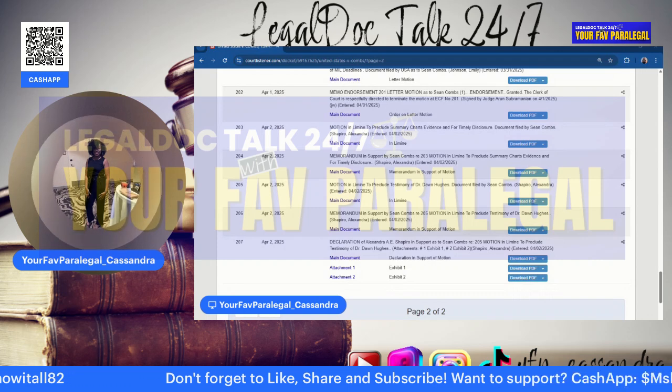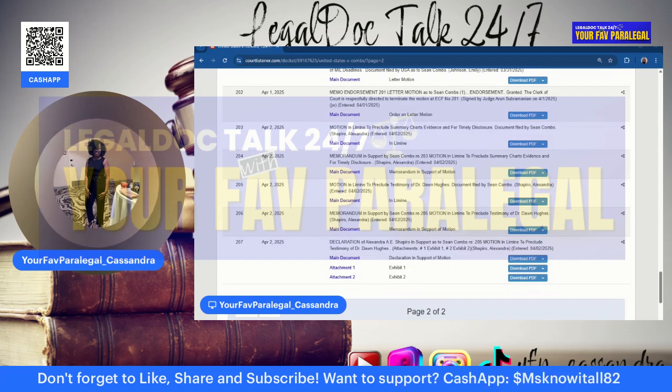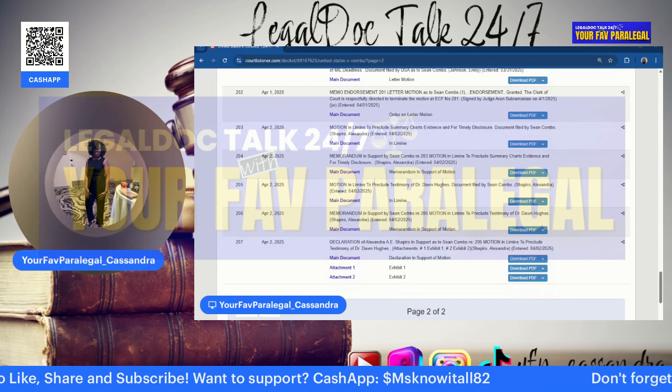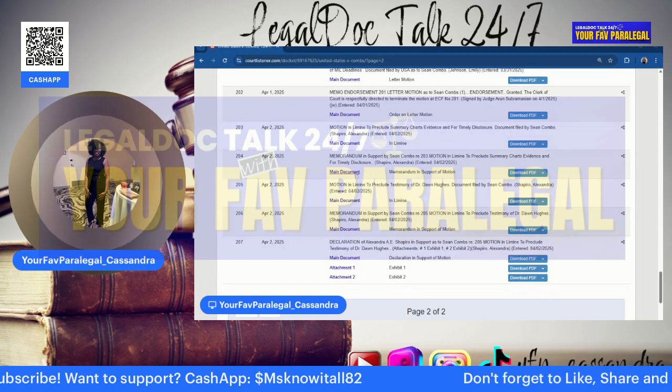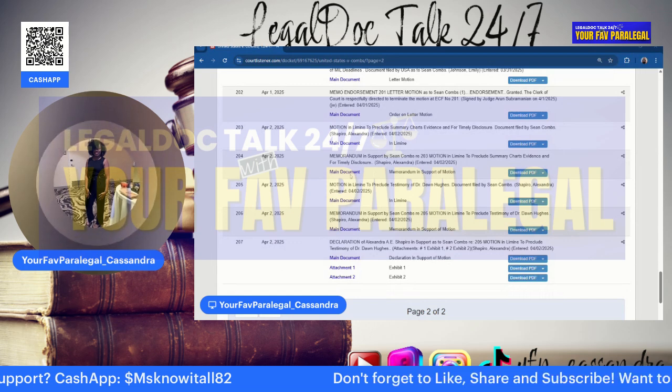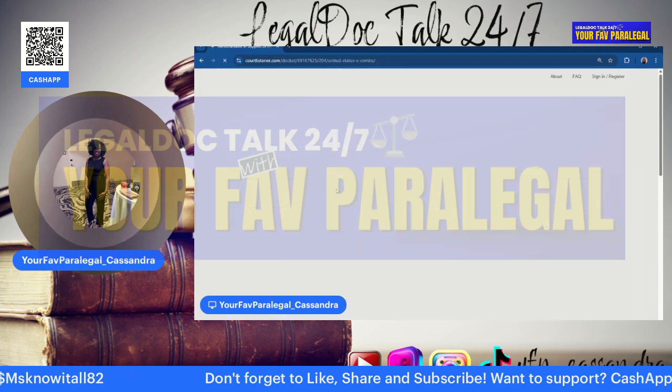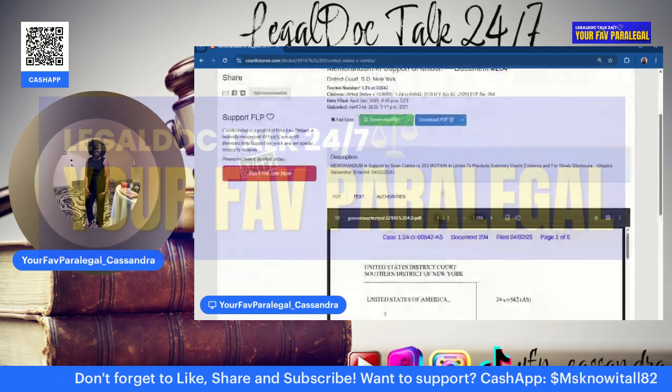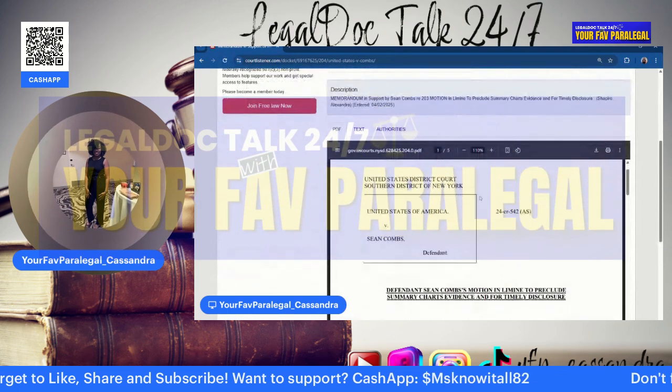All right. Now, going to the motion in limine to preclude the summary charts, I'm going to just start at the memorandum, and I'm not going to read all of it because I believe this one is 29 pages. Whew, no, this one is 5 pages. Thank God.